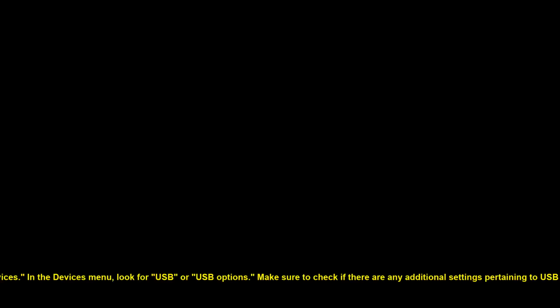Click on Devices. In the Devices menu, look for USB options. Make sure to check if there are any. If available, adjust these settings to further customize your USB experience. To finalize, close the settings window.